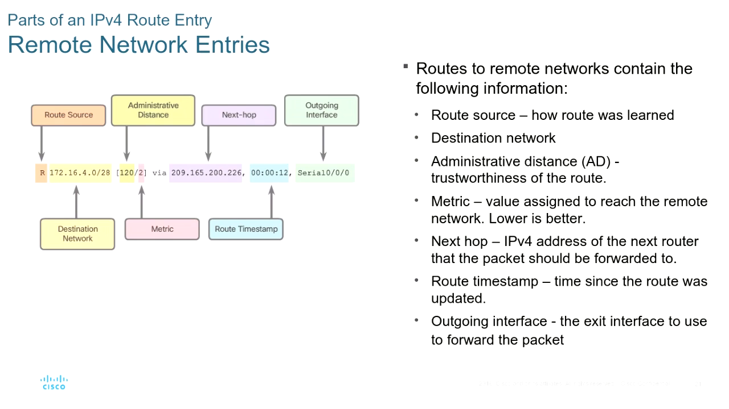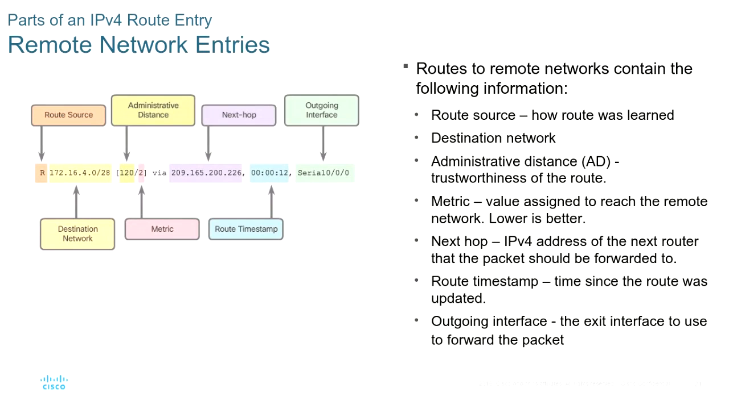Okay. Then we have the destination network. Any packets that flow into this router that have a destination address of 172.16.4.some numbers, which is a /28, will be sent out the 0/0 port, the exit interface to the outgoing.